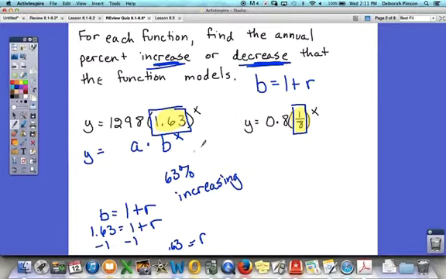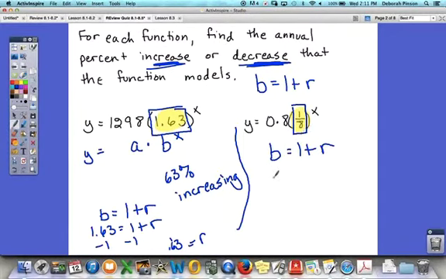Now, if that 63, which I got the 63% from, was negative, it would be decreasing. That's what's going to happen in this one. I'm trying to see what happens. Okay, it would be good if I wrote the correct thing though. Let me do that one more time.